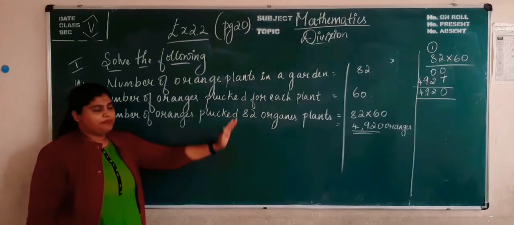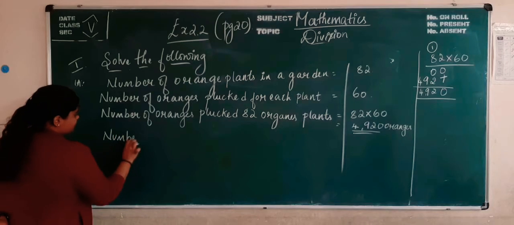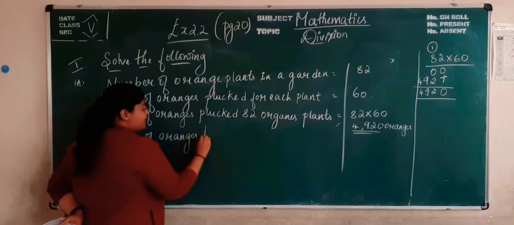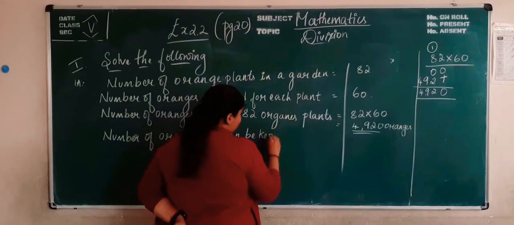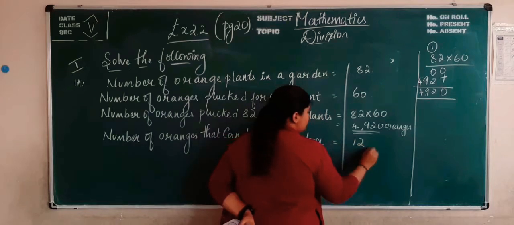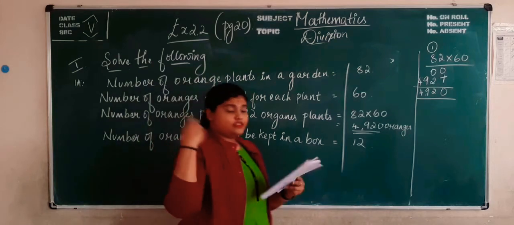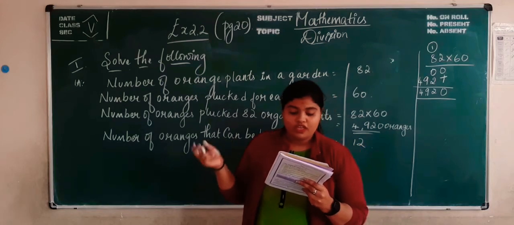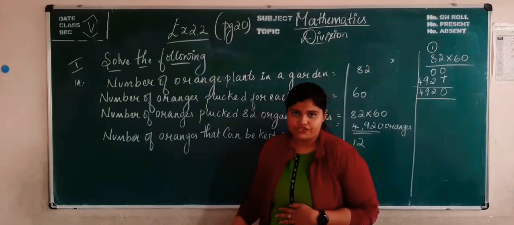Oranges that can be kept in a box. Right. Very good. Number of oranges that can be kept in a box is equal to 12. So in each box we can keep only 12 oranges. So what is the final question? What is the last statement in the question? So calculate the number of boxes required to pack all the oranges.